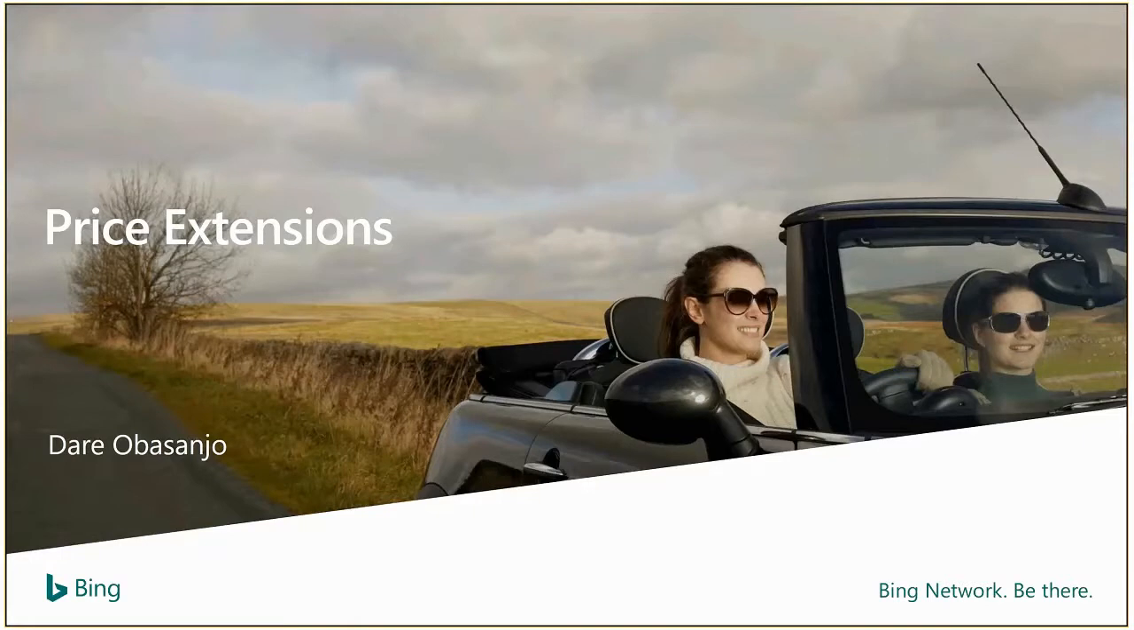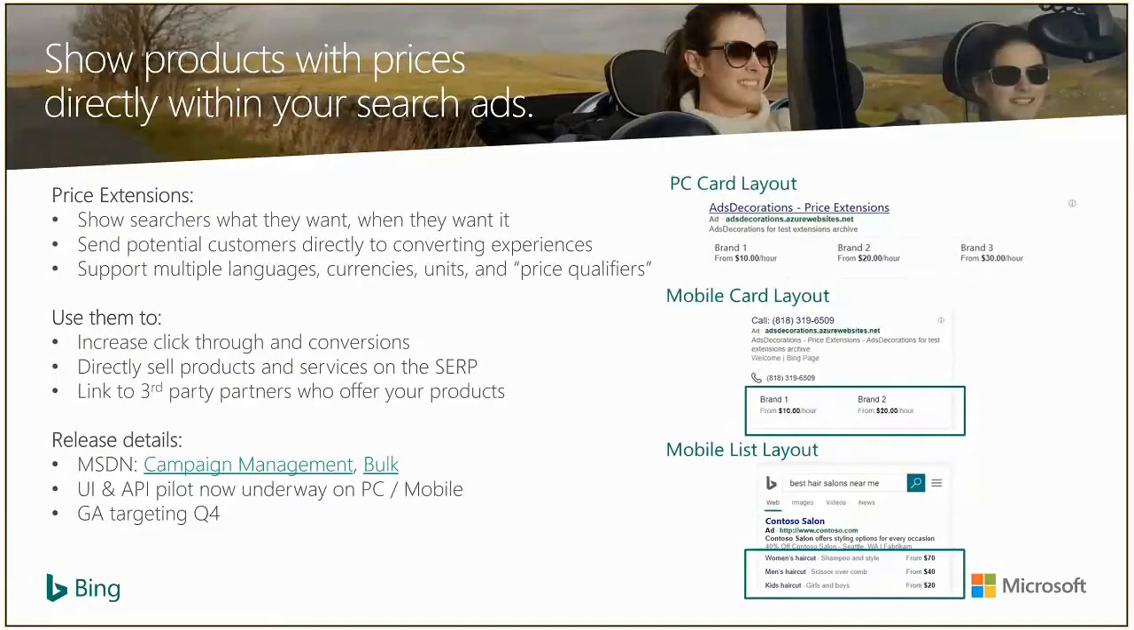Price extensions. Just to quickly give a recap of what price extensions are, they allow you to show information about your sublinks or brands under your ad, including price and qualifiers for those prices, such as shown in this example, where you have a service that's $10 or $20 an hour. You can use them to increase click-through rates and conversions, give searchers more context and a better idea of your product, and also link to third-party partners who offer your services.